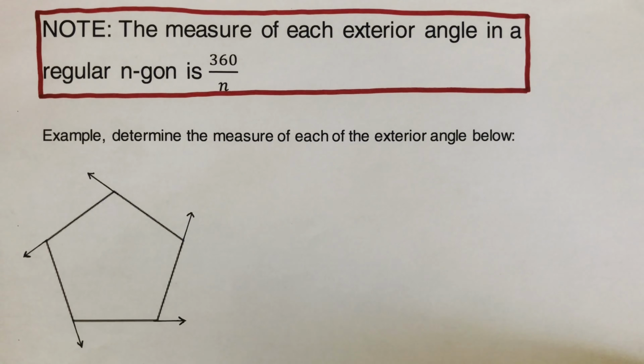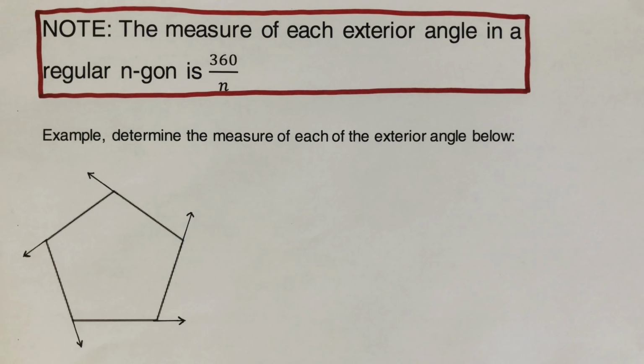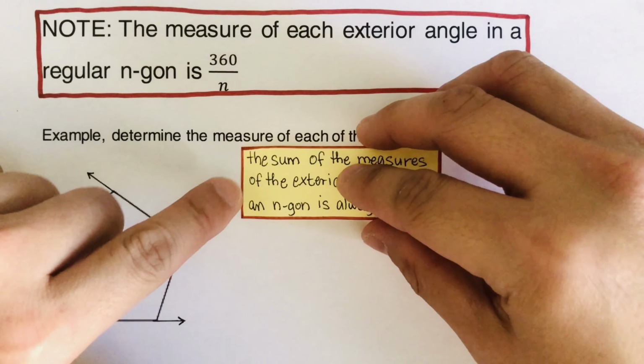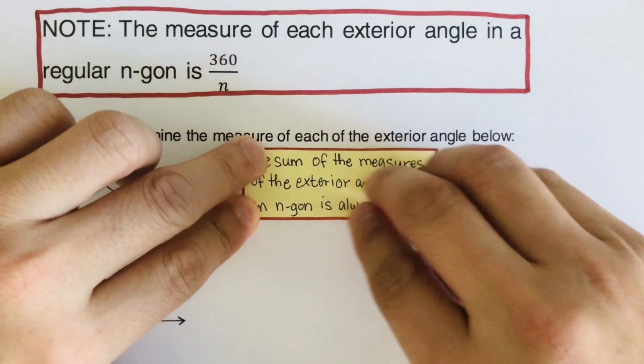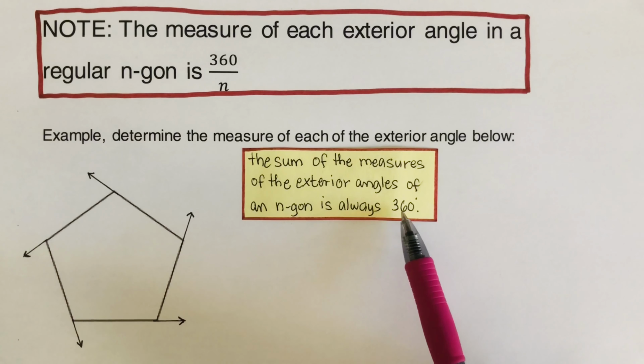We've talked about the interior angle. So what about the exterior angle of a regular polygon? There is another video that talks about determining the sum of the exterior angles of a polygon which is not regular. I will put the link of that video in the description box below. We always remember that we got this from the previous video: the sum of the measures of the exterior angles of an n-gon is always 360.